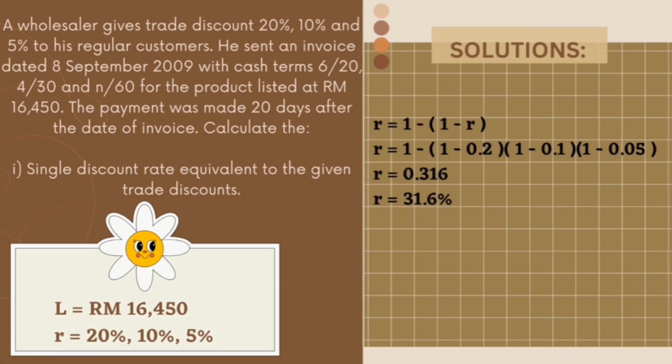To solve the first question, we need to use the single discount equivalent formula, which is R equals 1 minus the product of (1 minus r). R equals 1 minus (1 minus 0.2) times (1 minus 0.1) times (1 minus 0.05). R equals 0.316, and R equals 31.6%, and that's the answer.